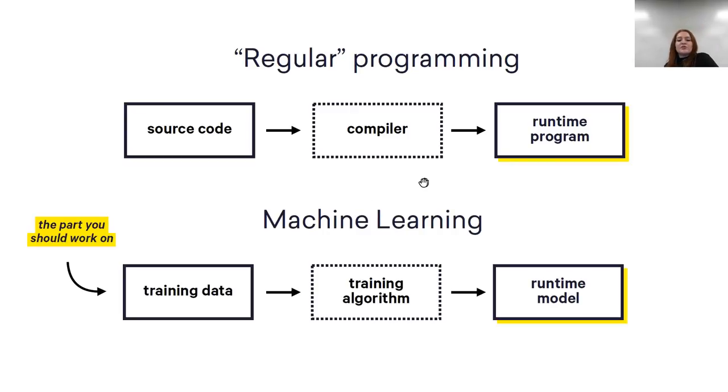And in machine learning, we don't have a runtime program in that sense, we have a runtime model. So the part we should really be thinking about and working on is the training data. Instead, most focus is currently on the training algorithm. If you use that analogy, that's very similar to tweaking your compiler if you're not happy with your runtime program. You can do that, but of course, you'd probably go back and edit your source code. And I think this is actually a pretty good and accurate example.